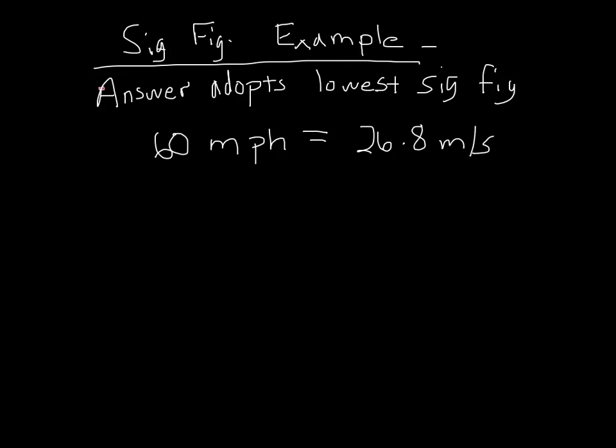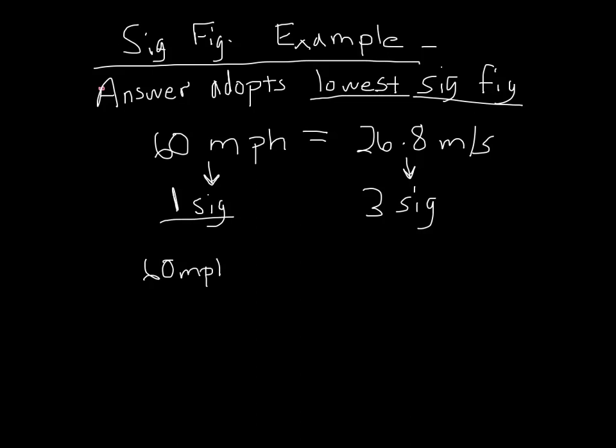Now I need to analyze my sig figs. If I look at 60 miles per hour, I see one non-zero digit. My other 0 is not significant because there's no decimal place. So that's going to be 1 sig fig. In my answer, I see 3 non-zero digits, so that's going to be 3 sig figs. I want to adopt the lowest number of sig figs in my answer, so I need one significant figure. So I do some rounding, and 26.8 becomes 27 meters per second, and that's my answer.